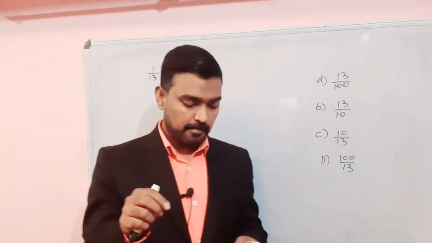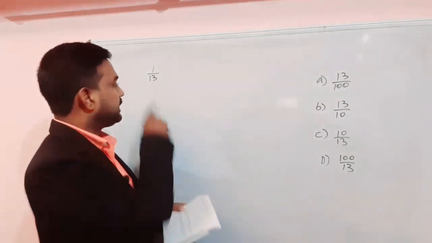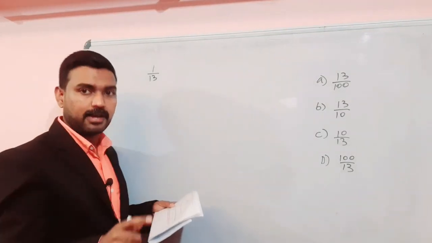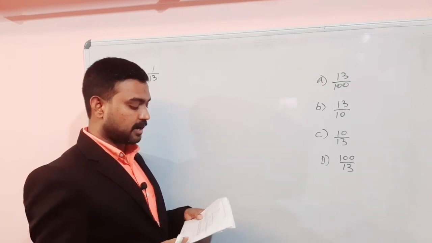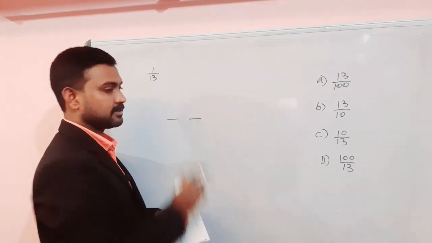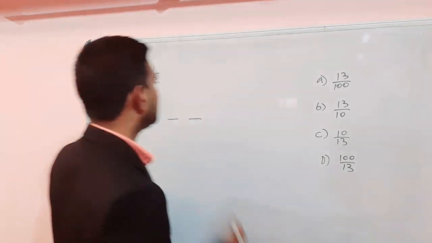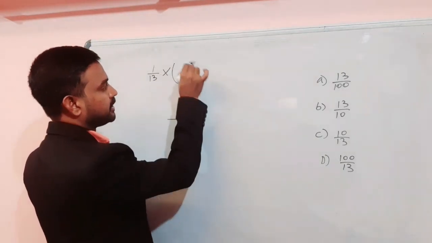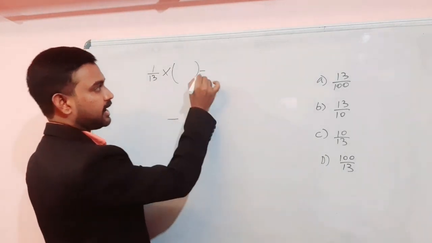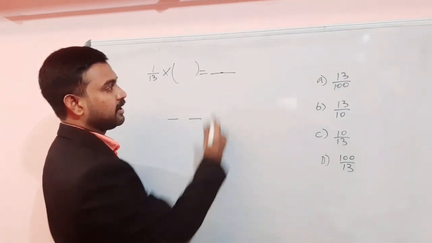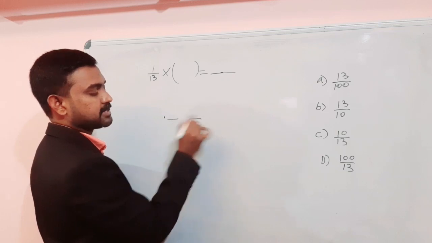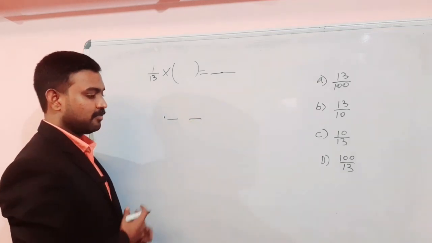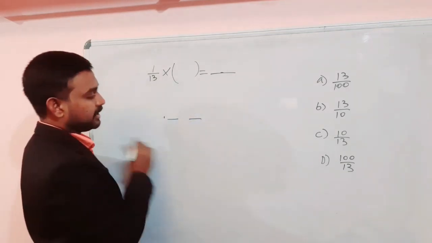What is the smallest number by which 1 by 13 should be multiplied so that its decimal expansion terminates after 2 decimal places? That means we have to find the smallest number such that the answer is a rational number, and when it is divided, its decimal value includes 2 decimal places. That is the question.